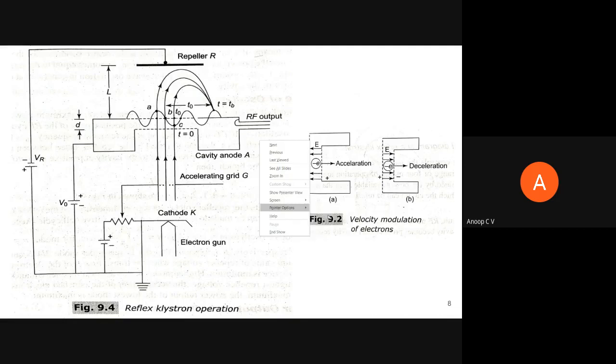So I'll take a pen again. Again we have a cathode. There is an electron gun which will produce electron beams, and a cathode and the accelerating grid, which you can see is kept at a slightly higher positive potential compared to the cathode. These electron beams which are produced will travel towards the repeller. You can see this.